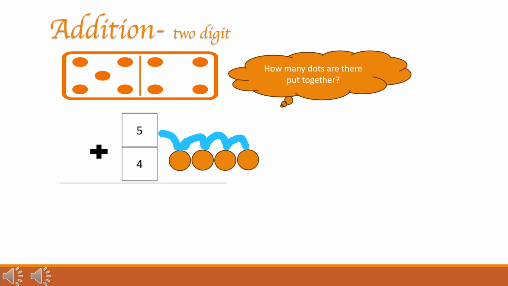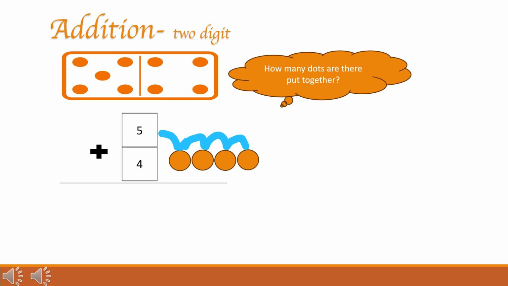Here we have two boxes. In the first box we have 5 dots and in the second box we have 4 dots. How many dots are there put together? When the words put together come, it means we have to do addition.